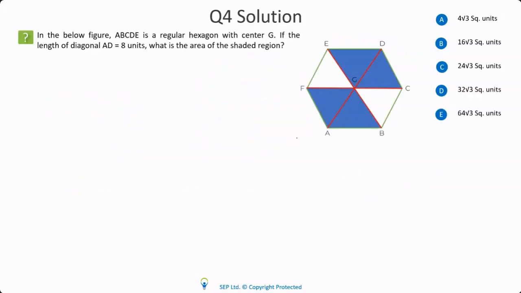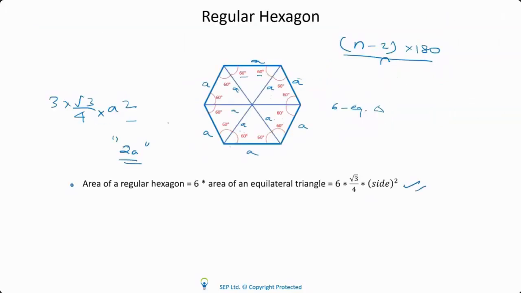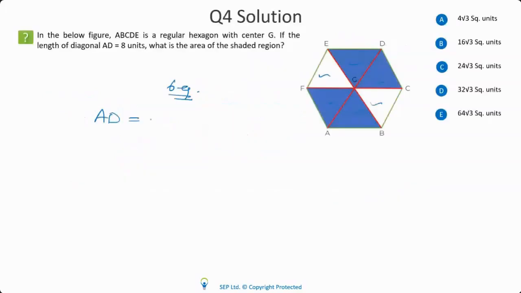Now in this question, notice everything is the same. You have a regular hexagon. This is the center point. You know that it is divided into 6 parts. So you have 6 equilateral triangles here. Okay. AD is 8. Notice AD, as I told you, is the diagonal, which is A plus A, 2A. So this is 2A. You can say 2A is equal to 8, or the length of each side is 4.